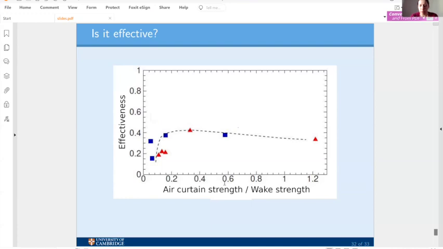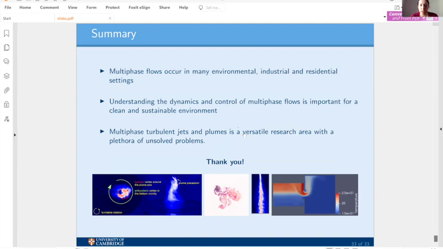Okay, I think at this point I am starting to run out of time. So what I would like to do is just give you a very short summary of what we talked about today. We had a look at multiphase flows, and I hope I could show you that these multiphase flows can occur in many environmental, industrial, and residential settings. It is important to understand the dynamics of these multiphase flows in order to control the contaminant transport in our environment and to create a clean and sustainable environment.